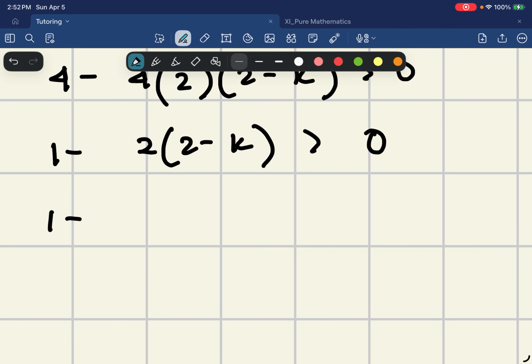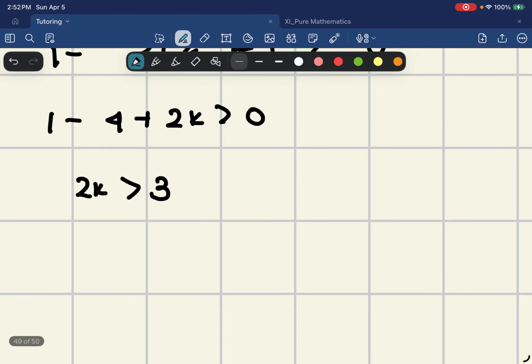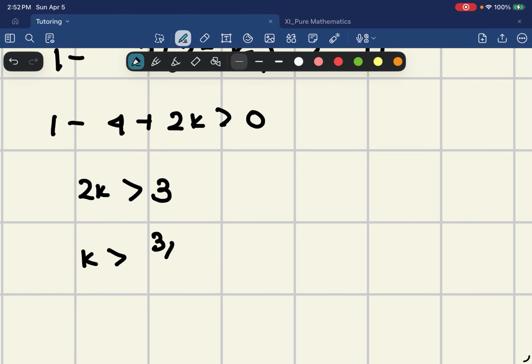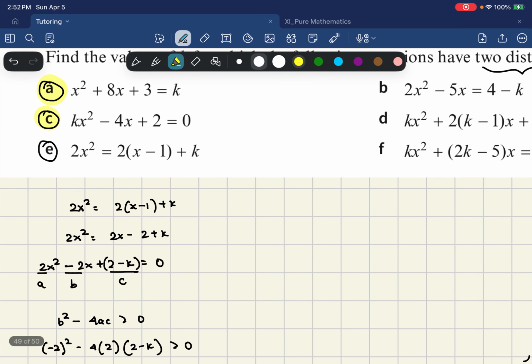So I have 1 minus 2 2s are 4, plus 2k, I believe, is bigger than 0. So 1 minus 4 is negative 3. And if I add positive 3 on both sides, I get this expression. k just is bigger than 3 over 2. That is, I believe, my solution, because I can divide by positive 2 without an issue. So for part E, it's k bigger than 3 over 2. All right.